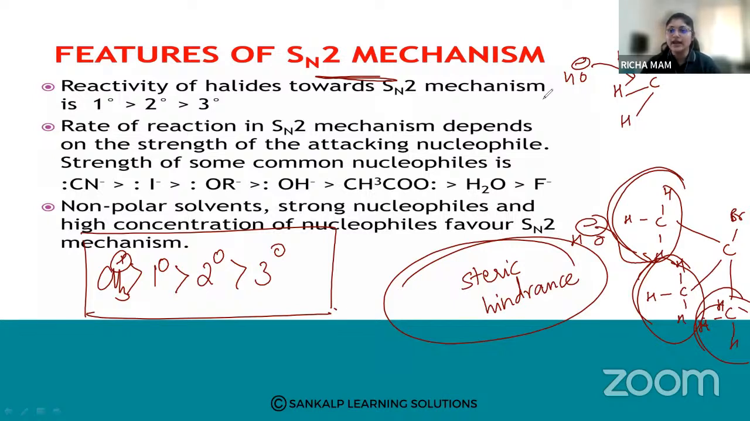So SN1 and SN2 are a compulsory question. Okay, please mark this as important. SN1 and SN2, both the mechanisms are important. So first you have to write the general reaction and then you have to explain the mechanism with the steps. Both the name reactions are very important.